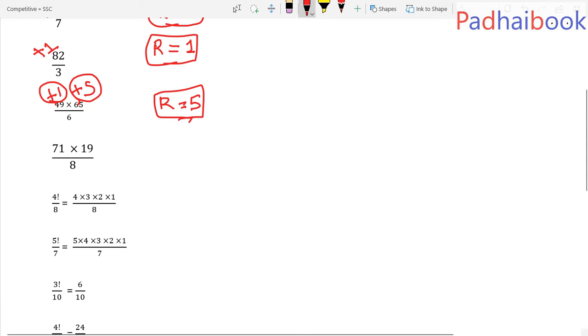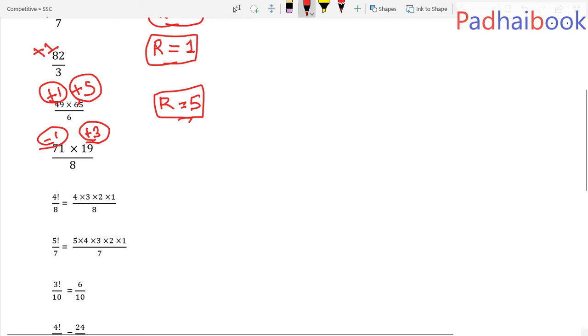Alright, similarly in the next question, we are given 71 multiplied by 19 divided by 8. Now, as we know, 71 is just one short of 72, which is a multiple of 8. Similarly, 19 is 3 more than 16, which is a multiple of 8. The numbers that we write are minus 1 and plus 3. The sign between them is multiply.